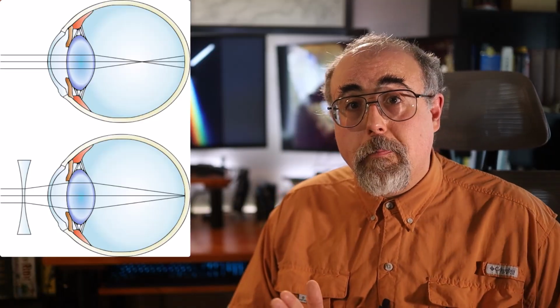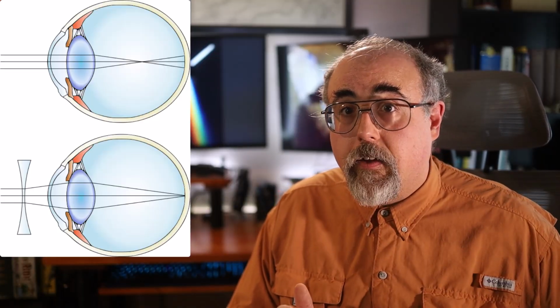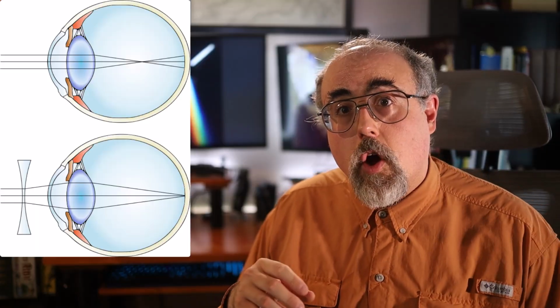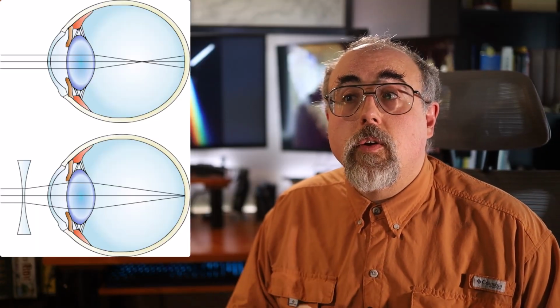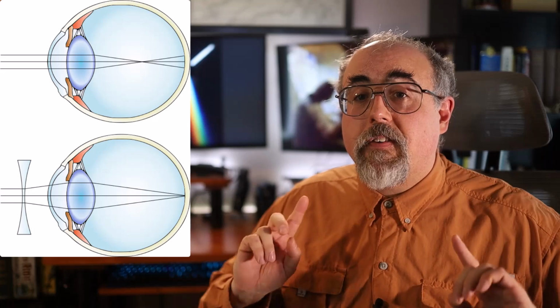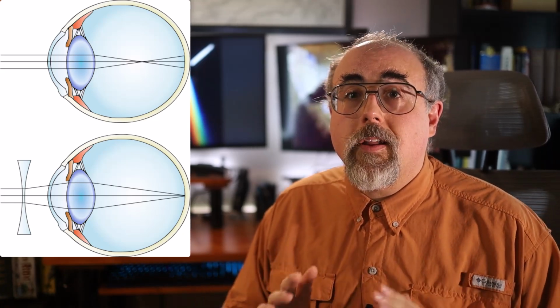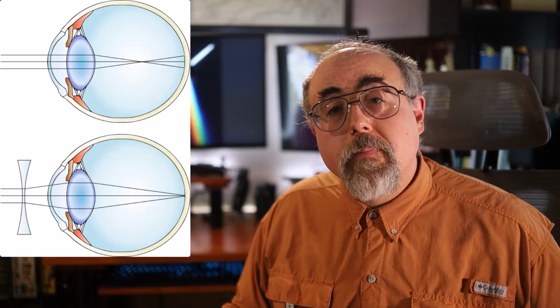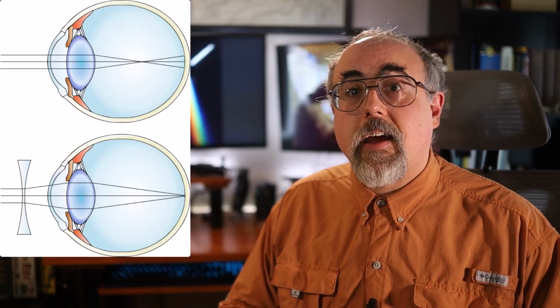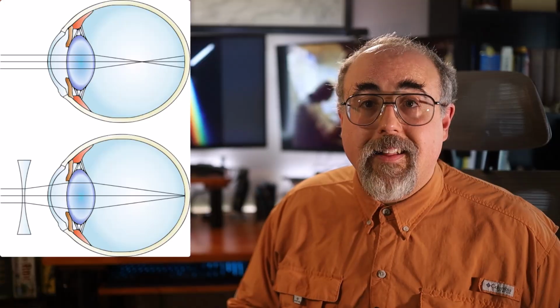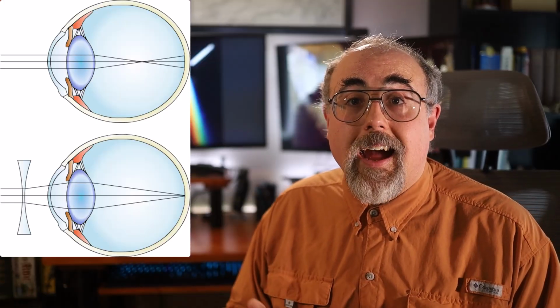I need to get it further back to match where the actual retina is, because once again, my eyeballs are too long. I'm going to use the opposite of what I've got. I've got a convex lens that's making the focal point, so I want to actually make the lens not work as well. So I'm going to have the light diverged before it gets in there. And I can use a concave lens.